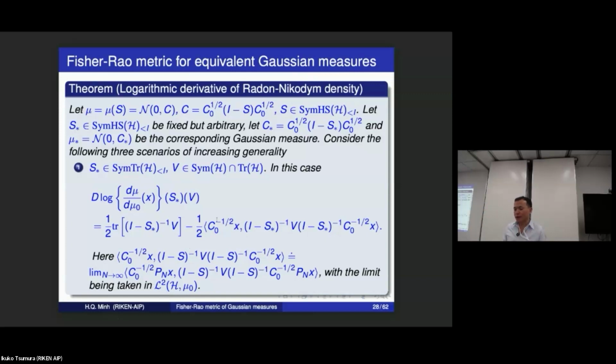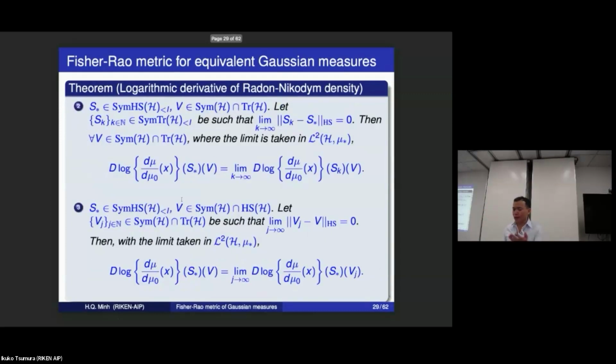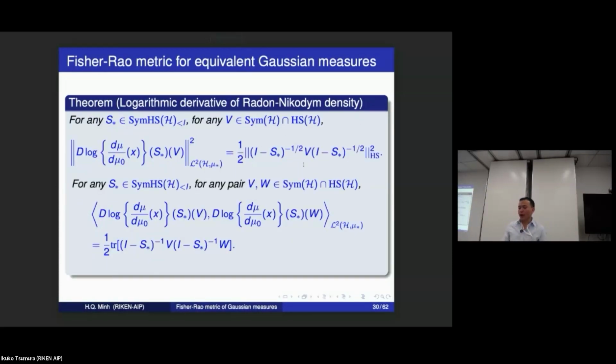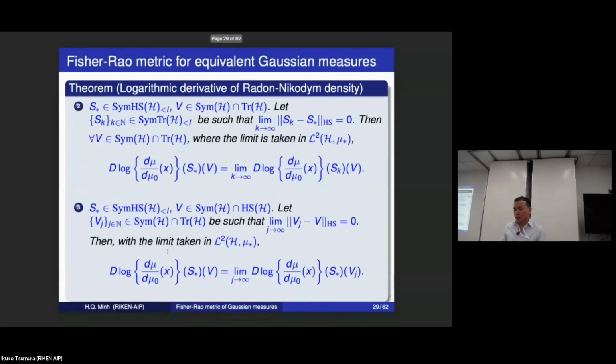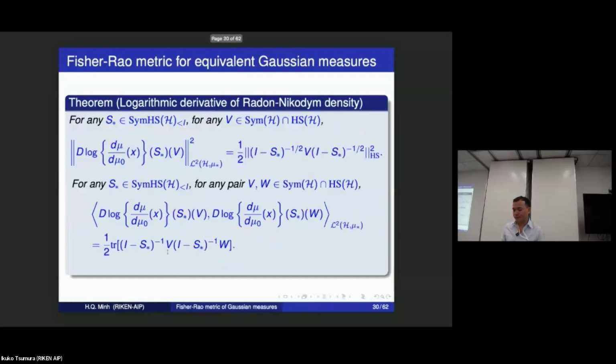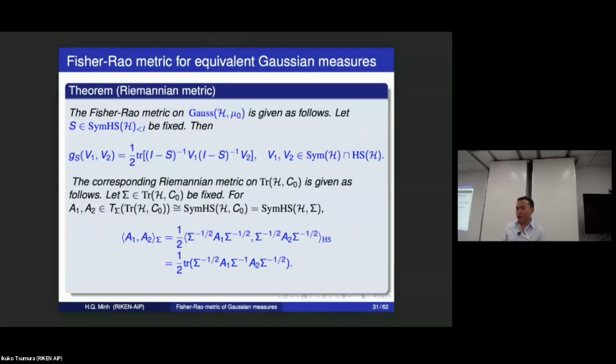This is the case when S is trace class and B is also trace class. In that case, we can actually take the limit in L2. I won't go into detail, I just want to say that we can take the limit in L2 and cover everything. But the most important thing is that we have this expression here, where this is the inner product in L2, between two tangent vectors V and W, and the expression is given by this formula. So this gives us the Fisher-Rao metric. Yes, this is the Fisher-Rao metric, given by this formula, and it can also be derived here.